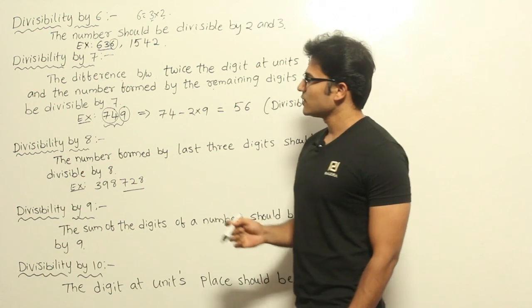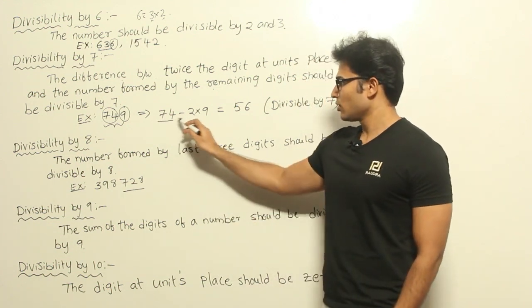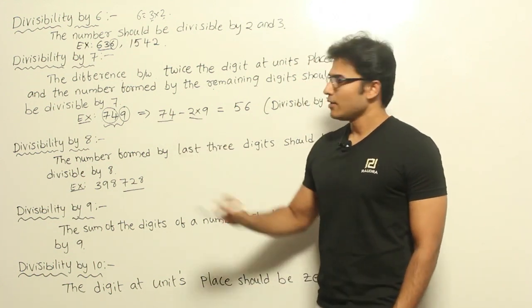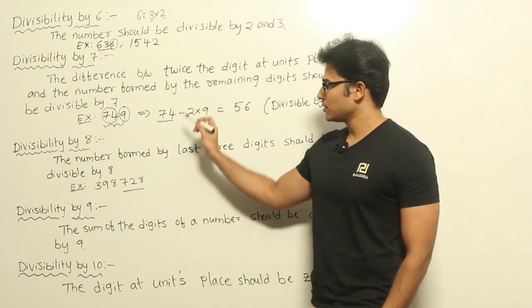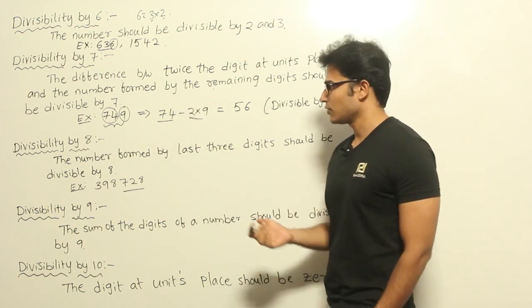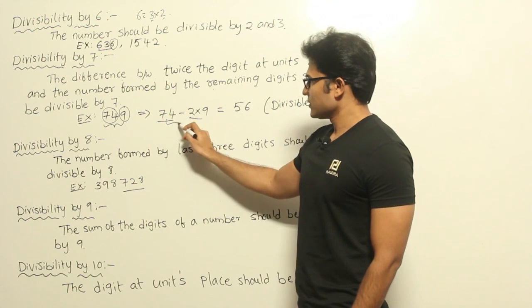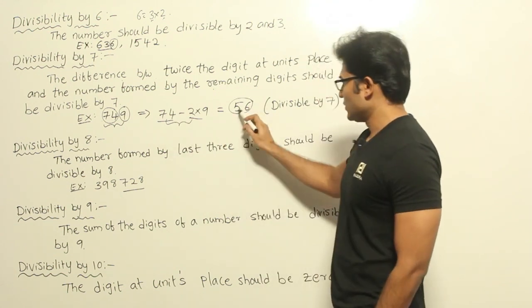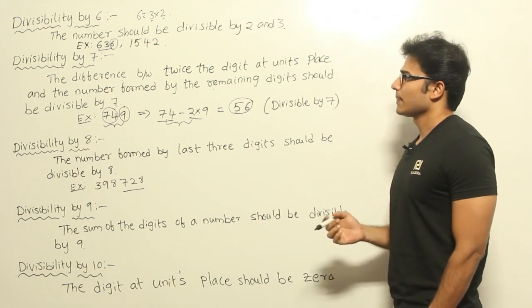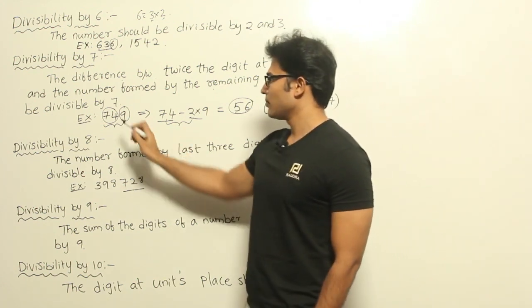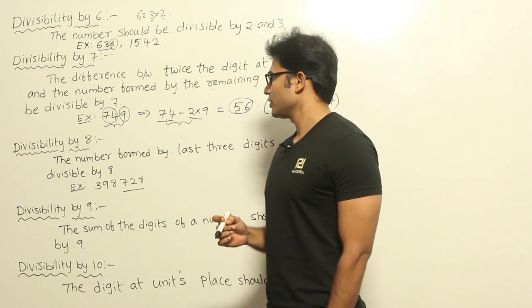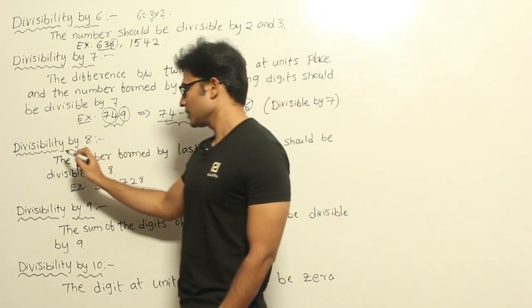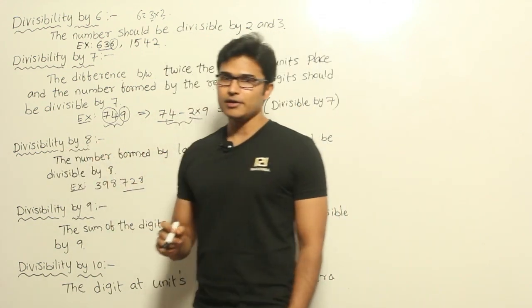Therefore you find out the difference between these two, 74 and 2 into 9. Whichever is greater, you take that and subtract the other number from it. That is the difference. Now here I got the difference as 56. Therefore, since 56 is divisible by 7, we can say that this entire number is divisible by 7. Got it? Next one is divisibility by 8.